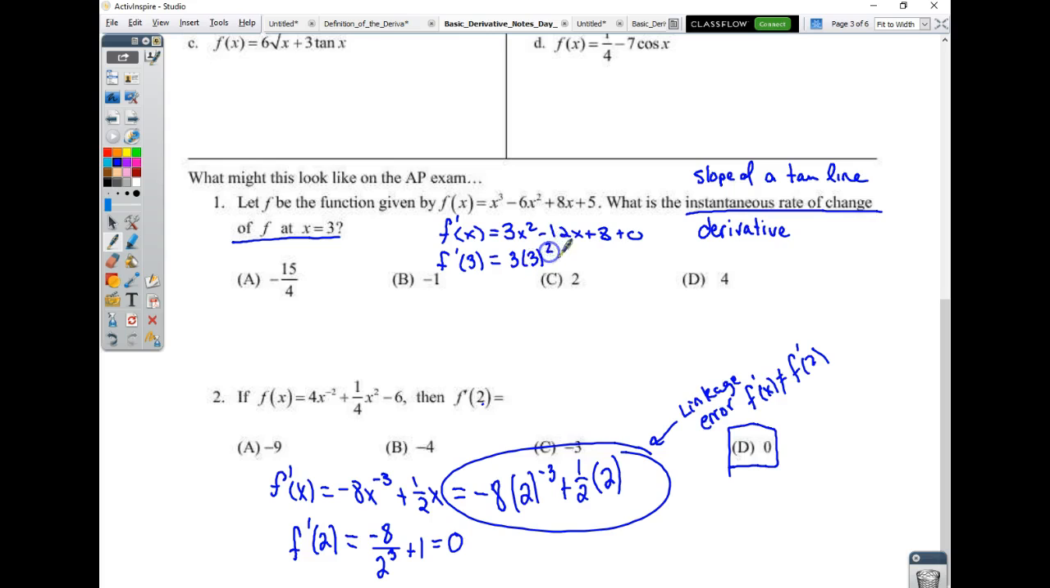3 times 3 squared minus 12 times 3 plus 8. That's 27 plus 8 is 35, but if we subtract 36 from that, we should get negative 1. Well, okay, to be fair, I also just did that problem like 30 minutes ago. So, of course, I can come up with the numbers quickly. That's right, I already saw the answer.